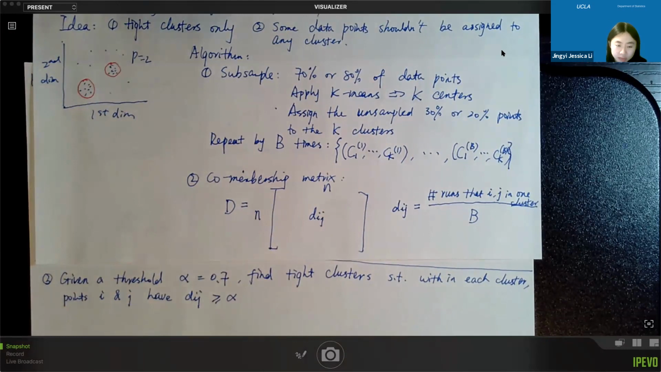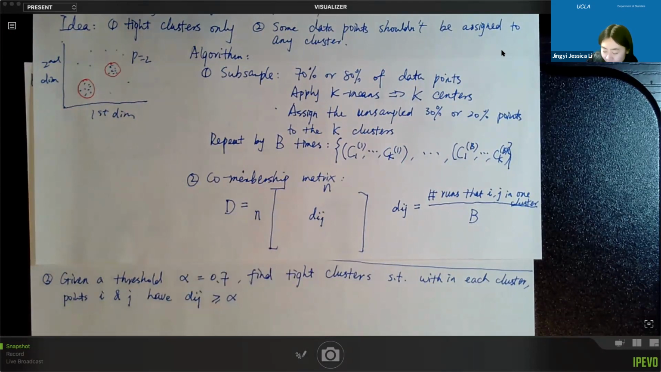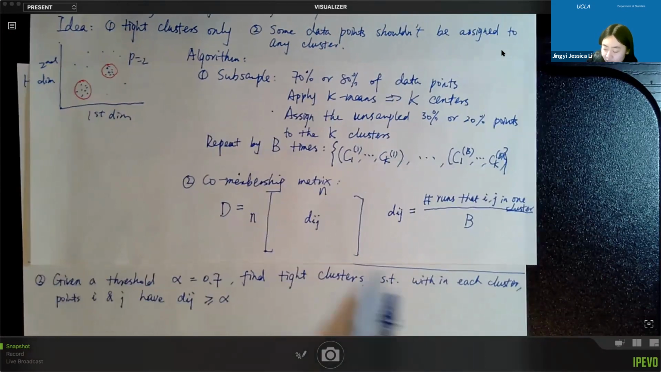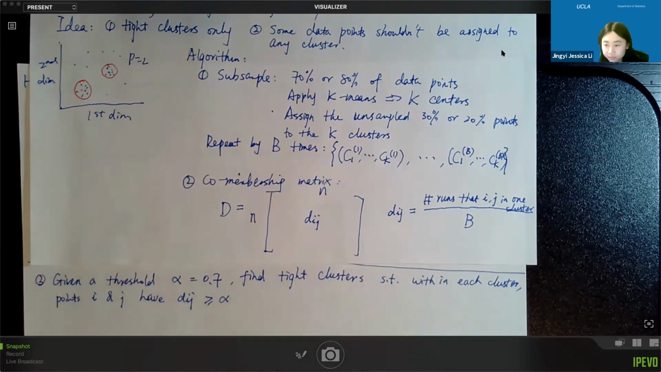So in other words, I want to partition the co-membership matrix in some way so that for each resulting tight cluster, all pairwise points within the cluster have their proportions greater or equal than alpha. Then my question for you is, can we use some technique we just learned to achieve this? How can we find such tight clusters from this co-membership matrix D?